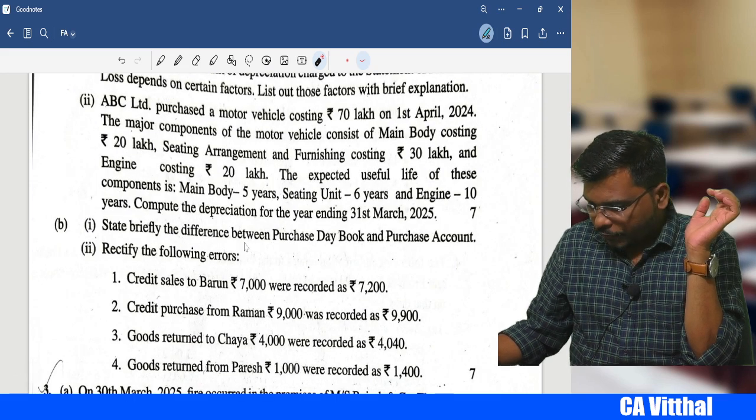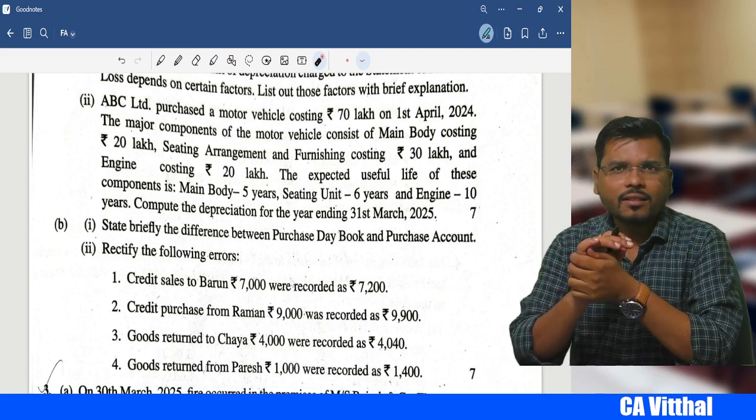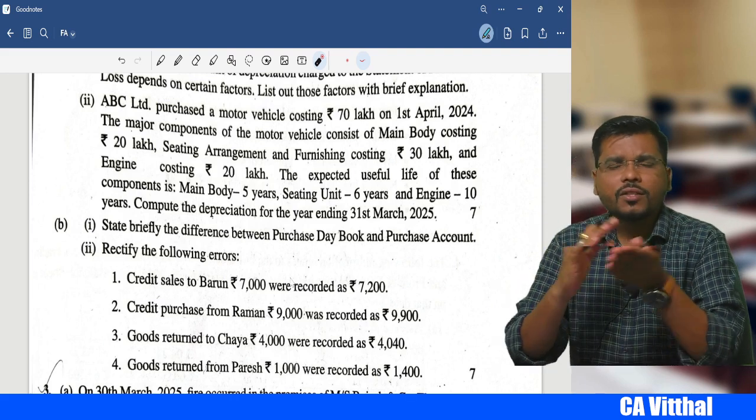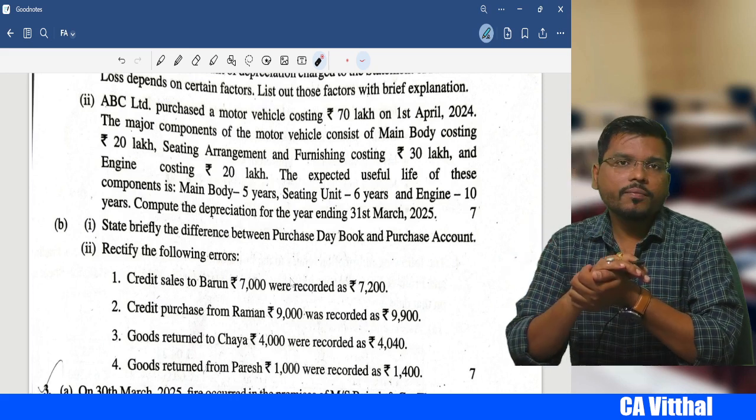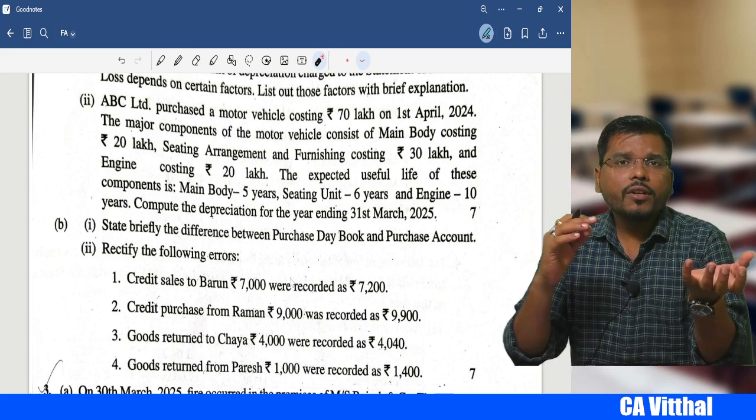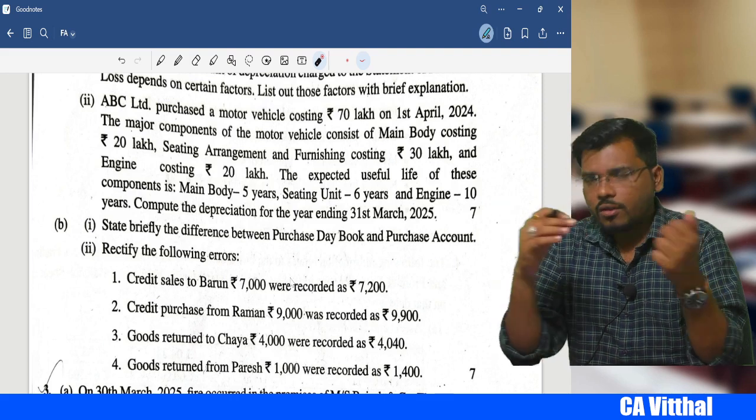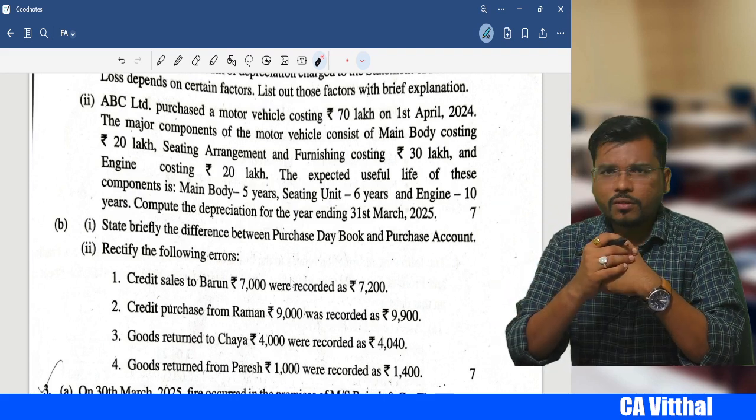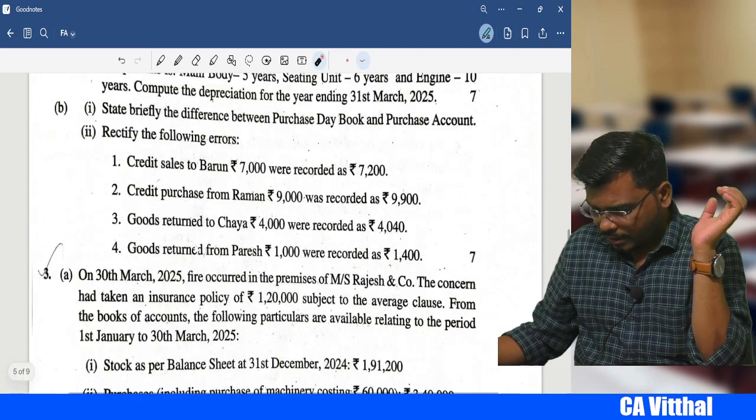State briefly the difference between purchase daybook and purchase account. So again, this is very easy. You know the difference. Purchase daybook is a subsidiary book, but purchase account is a ledger, right? In the purchase daybook, we record the credit transactions, and in the purchase account, we record all the transactions. I hope this is a very easy difference.